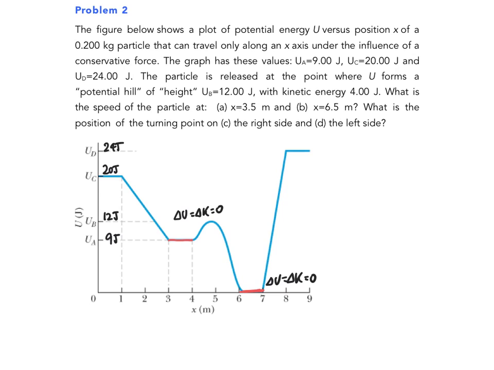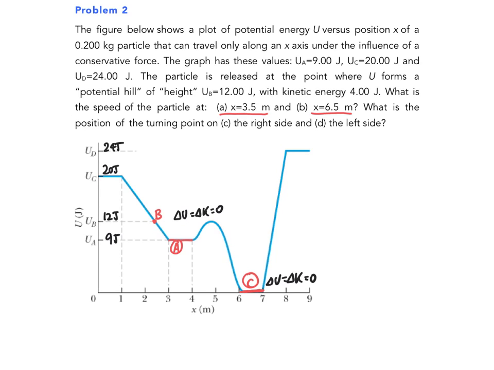So I just want to outline a couple of regions at certain points: this point B, then some point A here, and then some point C here. Okay, so we're looking at a few different regions. We're asked to find the speed of the particle at x equals 3.5, so that's in region A, and at 6.5, so that's in region C. So A is there, and C.